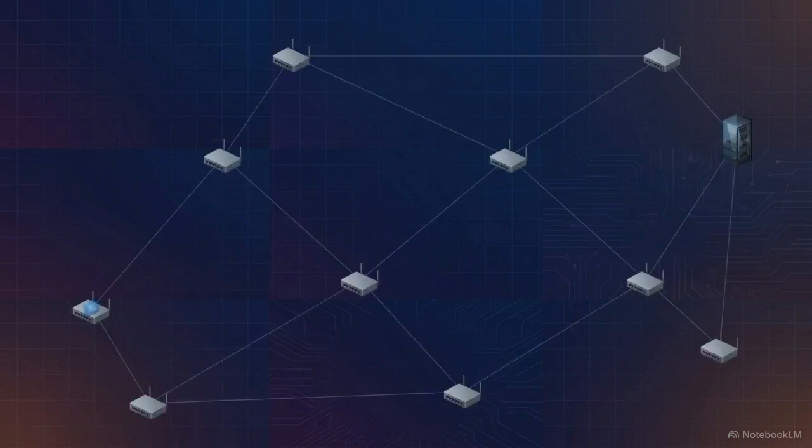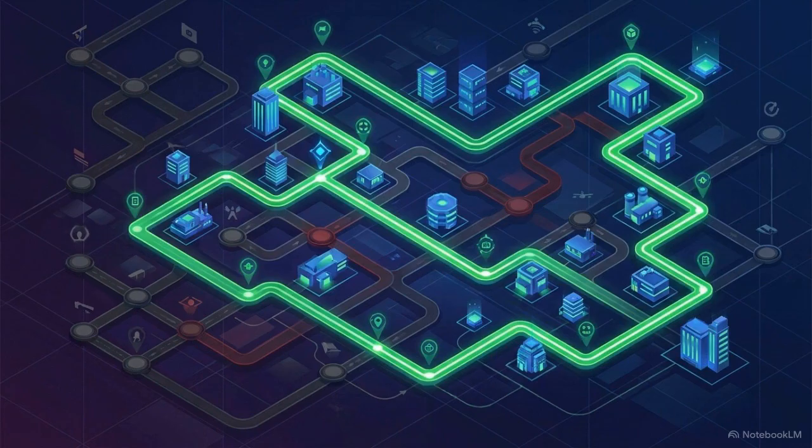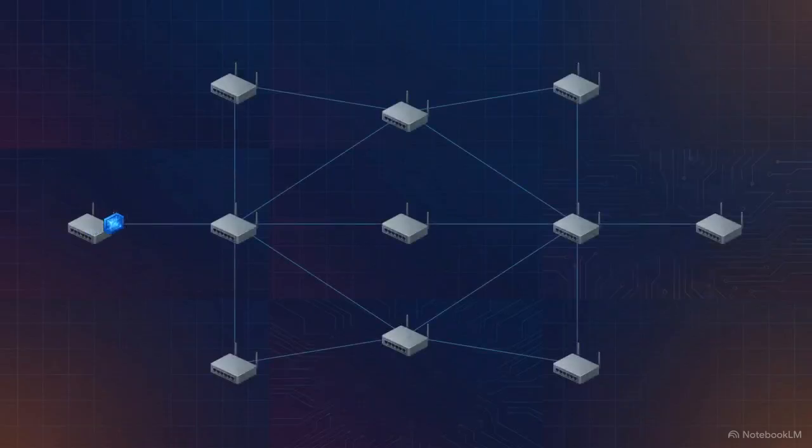Instead, they hop across dozens of intermediate routers, each consulting a routing table to decide the best path toward the final destination. This hop-by-hop logic provides the network with its resilience. If a specific node fails, Layer 3 allows the packet to find a detour, ensuring data continues to flow even when portions of the physical infrastructure are down.